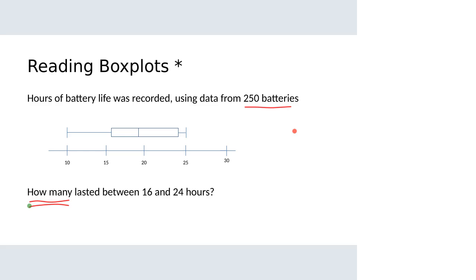So very similar to the last question in that what a box plot does is it tells us that 25% of the data is in each piece. Last time it asked for percent. This time it asked how many batteries lasted between 16 and 24 hours.